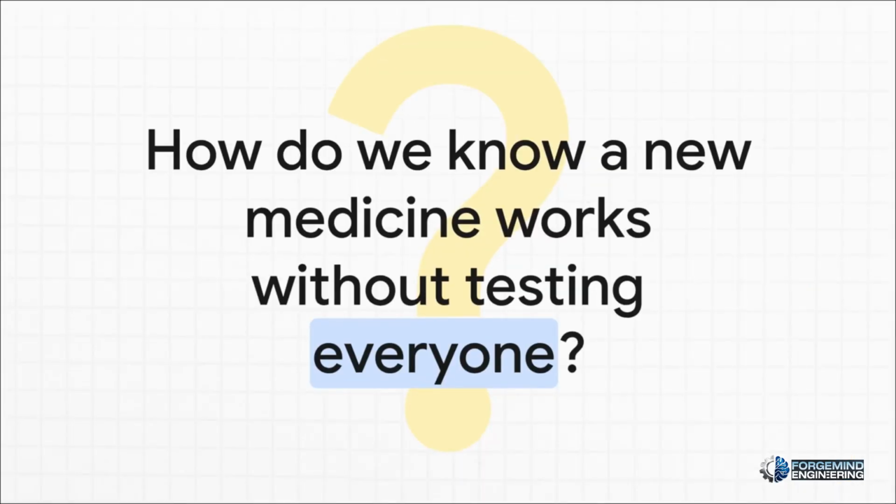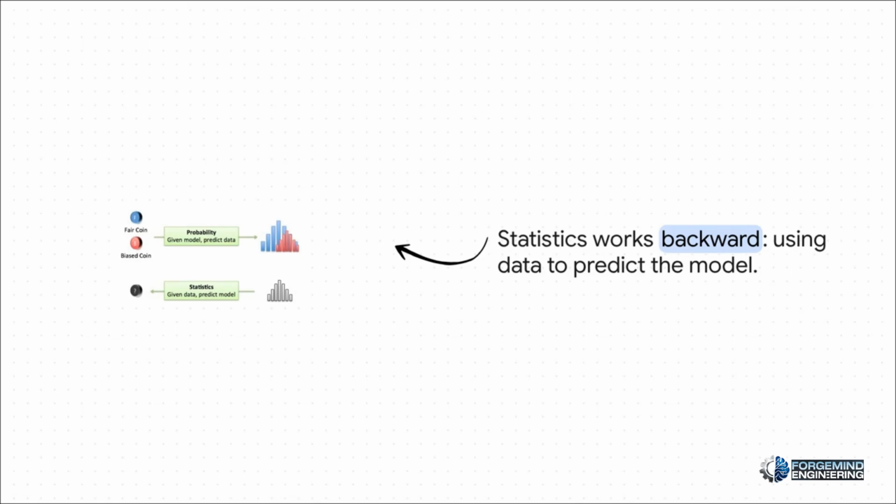Think about it. How can we possibly know if a new medicine actually works if we can't give it to every single person on the planet? It seems impossible, right? Well, this is the exact kind of mystery that statistical methods are built to solve. This really gets at the core of what statistics is.